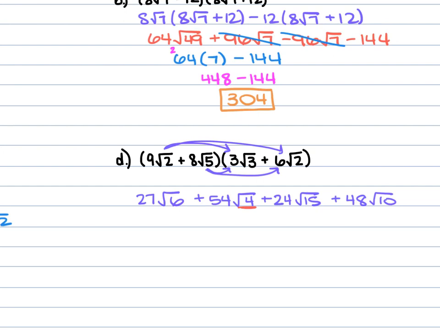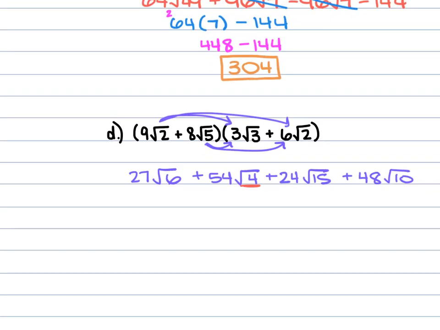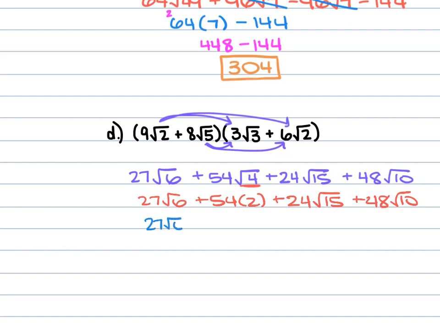Simplify that square root of 4, that's 2. So we have 27 square root 6 plus 54 times 2 plus 24 square root 15 plus 48 square root 10. From here, the only thing that I can do is multiply the 54 and 2, which gives me 108. So this is 27 square root 6 plus 108 plus 24 square root 15 plus 48 square root 10.